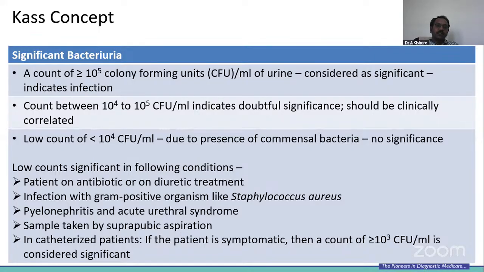Infection with gram-positive organisms like Staphylococcus aureus: a minimum number of colonies of Staphylococcus aureus is considered as significant. In pyelonephritis and acute urethral syndrome, a minimum number of colonies is also considered significant. A sample taken by suprapubic aspiration is definitely considered significant. In catheterized patients, if the patient is symptomatic, then a count of greater than or equal to 10 to the power of 3 colony forming units is also considered significant.